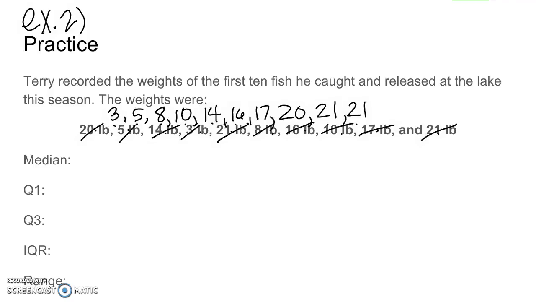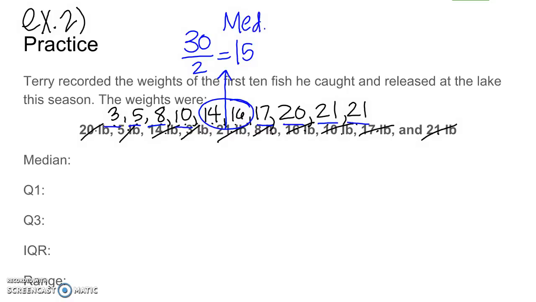I'm good. All right, first the median, working my way from the outside to find the middle number, crossing out 3 and 21, 5 and 21, 8 and 20, 10 and 17. I'm getting two numbers in the middle, so I add those and divide by 2. 14 plus 16 is 30. 30 divided by 2 is 15. This is my median. So that is 15. I added them and divided by 2 because I got two numbers in the middle.